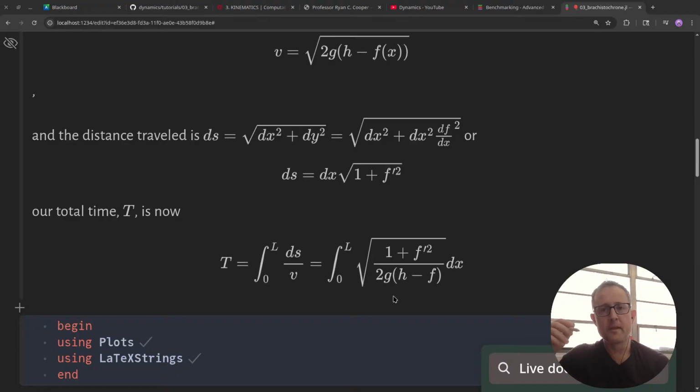Okay, so let's think about the total time that it takes to go from the top of our curve to the bottom of the curve. It is this integral from 0 to L, going from x equals 0 to x equals L, there's some function and then it has some derivative, and then we have that constant of 1 over 2g in there. We have the height that it actually changes.